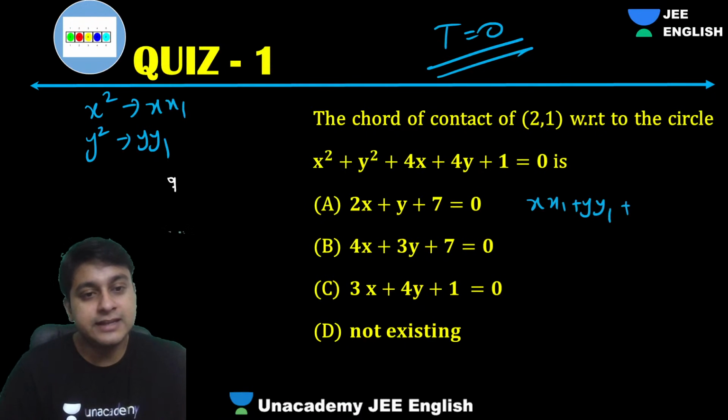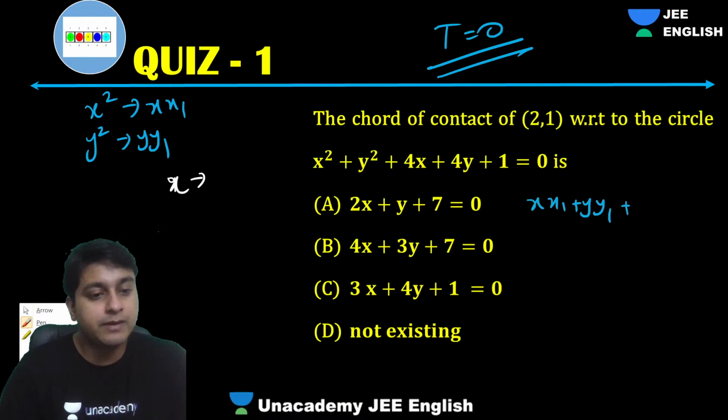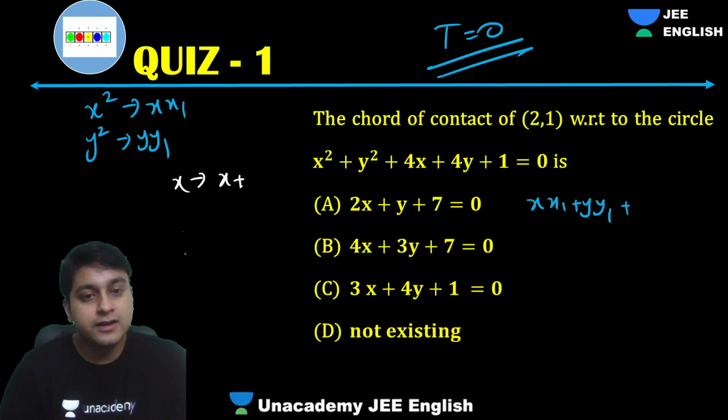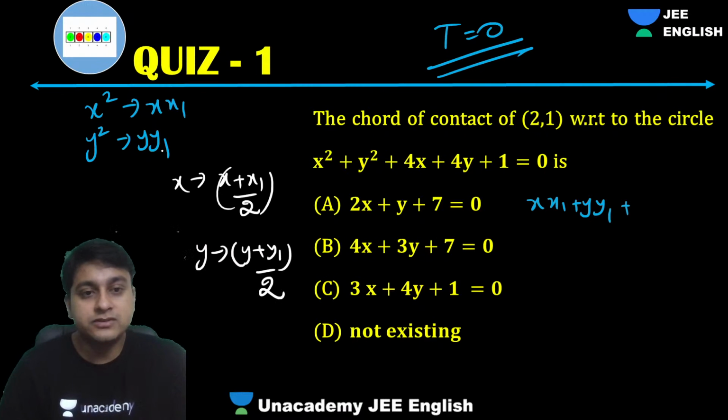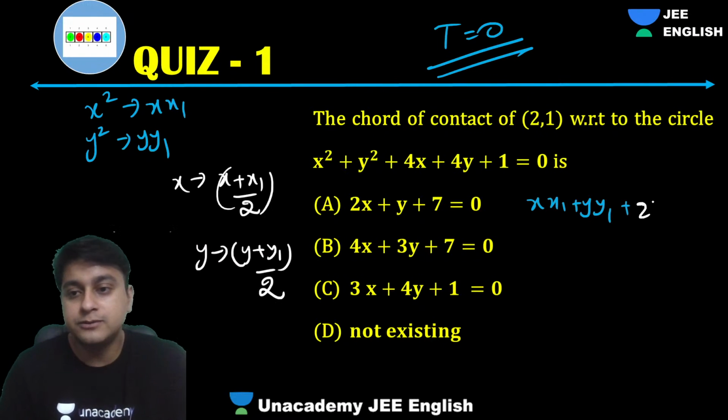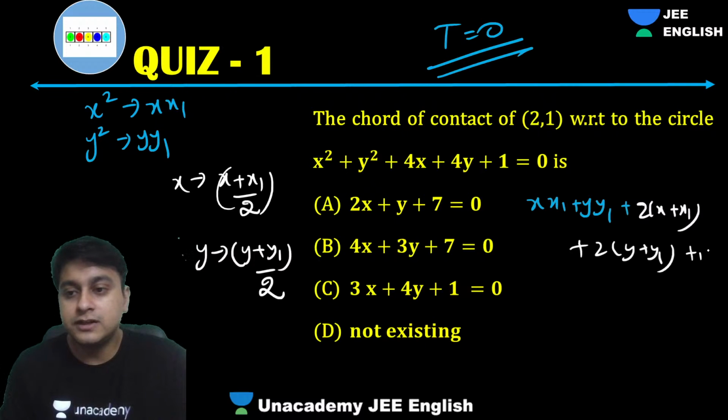So guys, obviously x will be changed with what? (x + x1)/2. Y will be changed with what? (y + y1)/2. As soon as you put that over there, you'll get 2 times (x + x1) and again 2 times (y + y1), then plus 1 equals to 0.